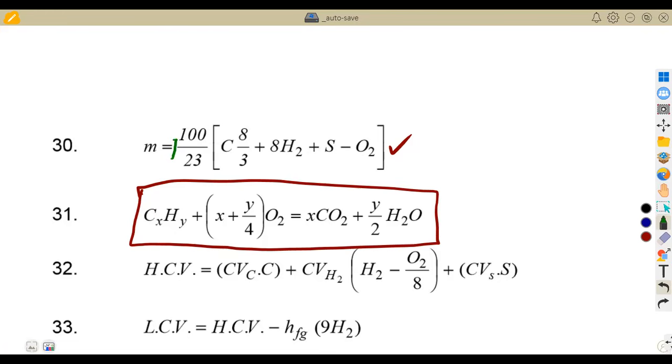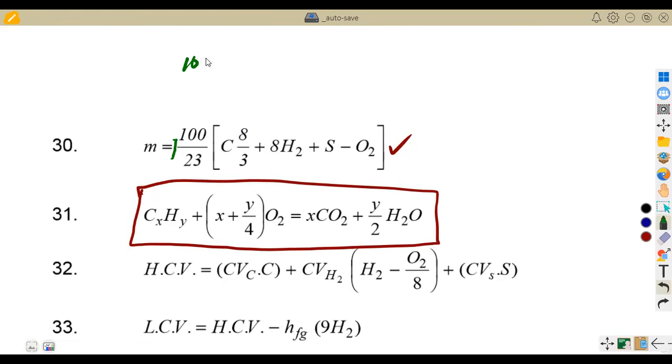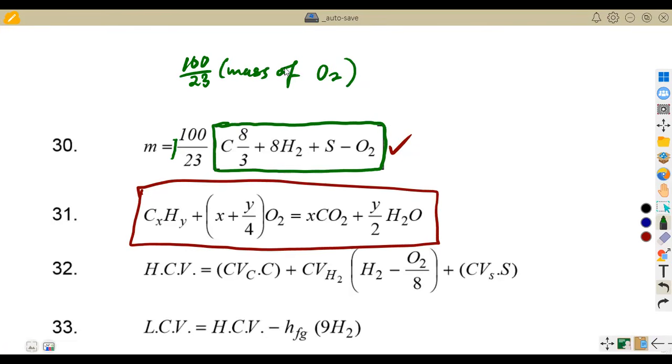So this whole part that I indicated, I indicated on this part to say the theoretical mass of air in this case is going to be 100% over 23% times the mass of oxygen. So on your formula here, we're supposed to have 100 over 23 like this, times the mass of what? The mass of oxygen. So this whole part that we are seeing here is representing the mass of oxygen.